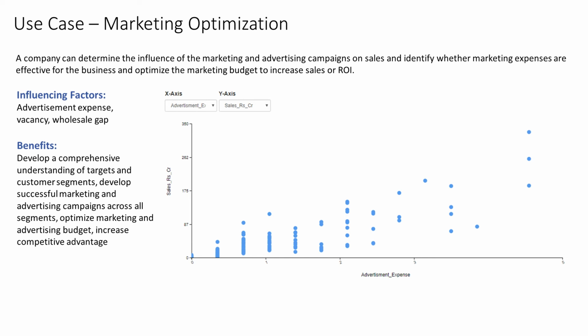A service-based technology business might look at its marketing channels, including ads on social media and in industry journals, to determine where its marketing budget achieves the best results and further target specific types of clients that consistently sign high-value contracts. The business will benefit by gaining a solid understanding of targets and customer segments and developing a successful marketing and advertising campaign to target each appropriate segment, thereby optimizing the budget and increasing sales conversion and competitive advantage.